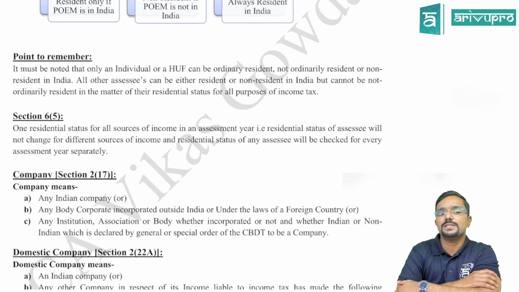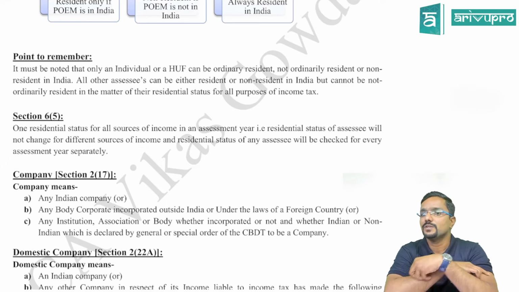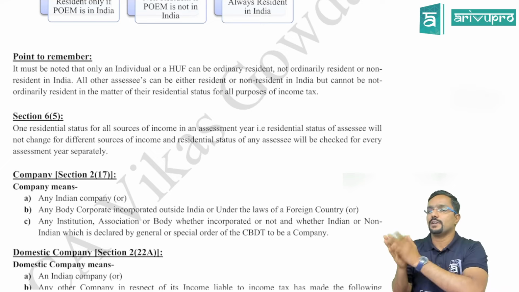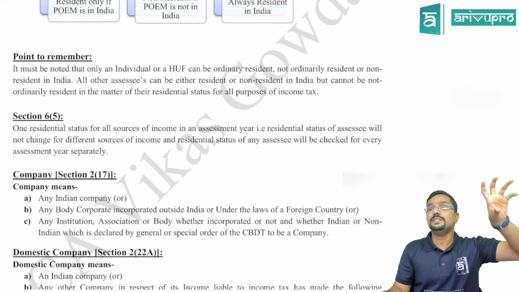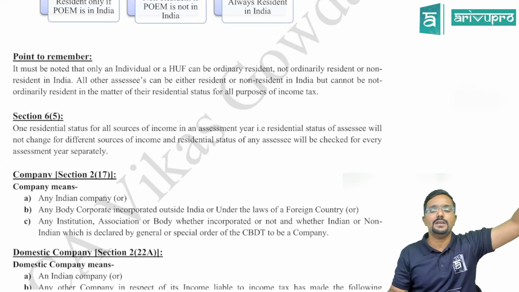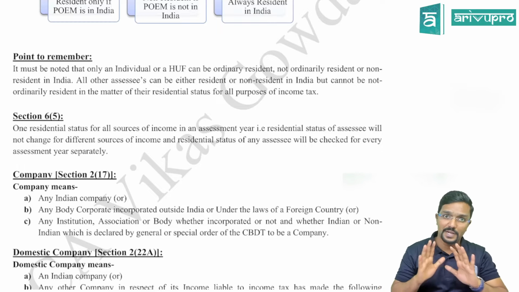Whereas all other assessees can be either resident or non-resident in India, but cannot be not ordinary resident in the matter of their residential status for all the purposes of Income Tax Act. So except individual and HUF, everyone will be either resident or non-resident. Only two possibilities. And resident means it is understood that they are ordinary straight away. Clear? Straight away they are ordinary. So only two possibilities are there, that is resident or non-resident, including company.